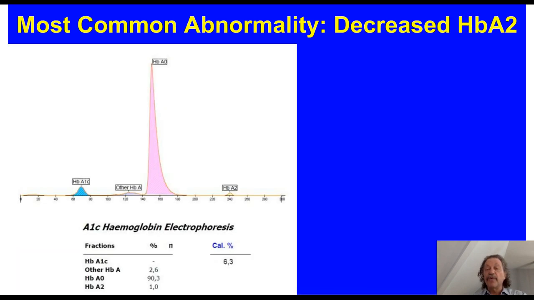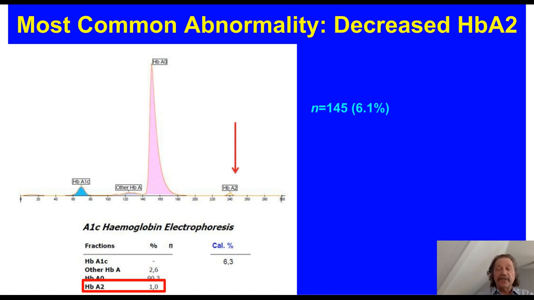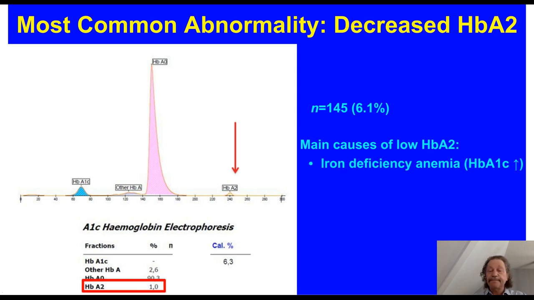The most common abnormality was decreased hemoglobin A2, and this can be seen clearly in this tracing here. This was identified in 145 people, or 6.1% of the total population. And just briefly, the main causes of low hemoglobin A2 are iron deficiency anemia, which increases hemoglobin A1c, and alpha thalassemia, which decreases hemoglobin A1c.